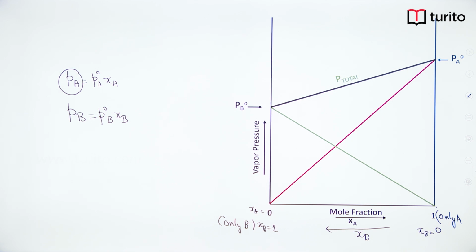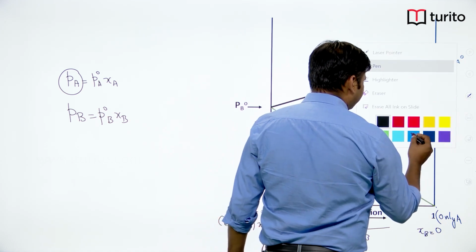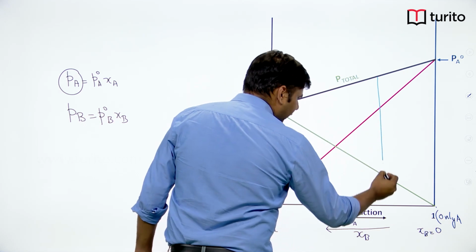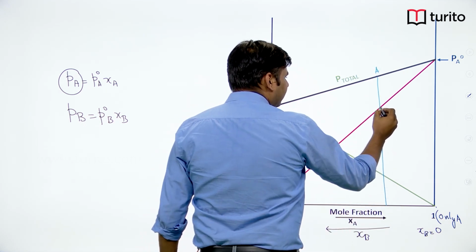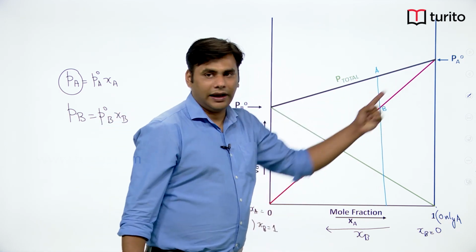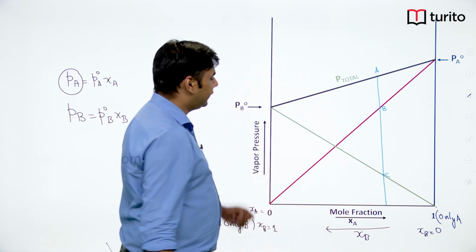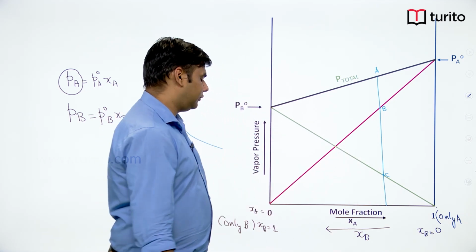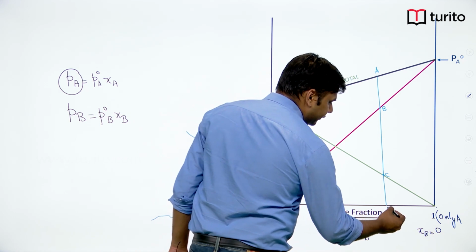Okay, so let me just ask you one question over here. This is actually very simple and a conceptual question. Now suppose I draw a line over here. This represents point A, the line where it intersects the vapor pressure of A represents B, and the point where it intersects the graph of vapor pressure of B with mole fraction represents C, and this point represents D.